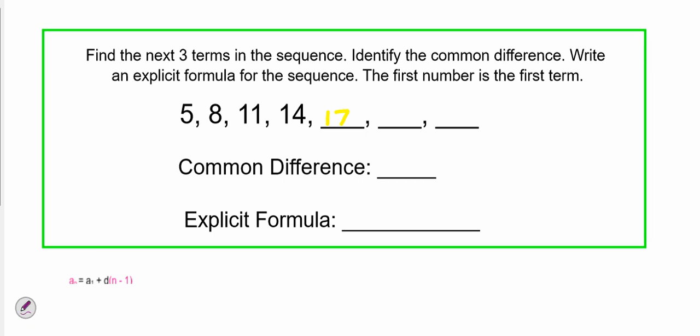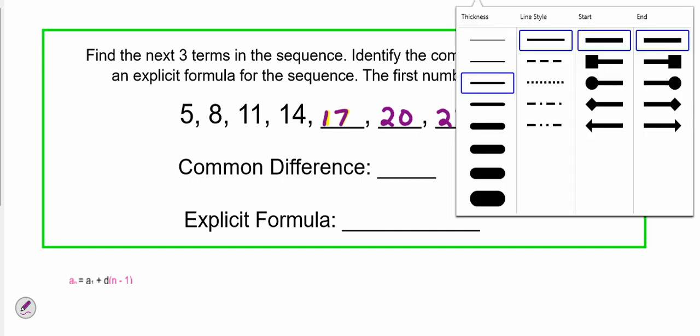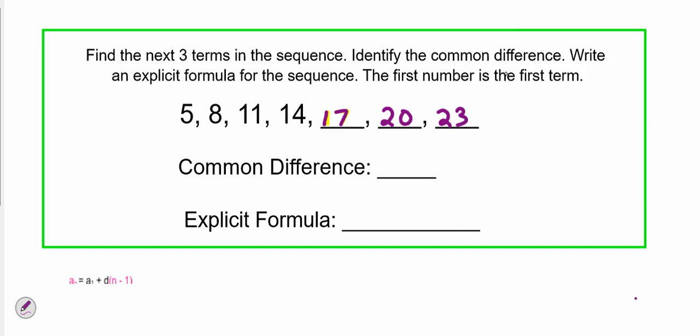Oh, you can't see that in yellow. 17 plus 3 is 20. And 20 plus 3 is 23. So you're going to see something like this on the test. And it's fine to use logic when you can, right?